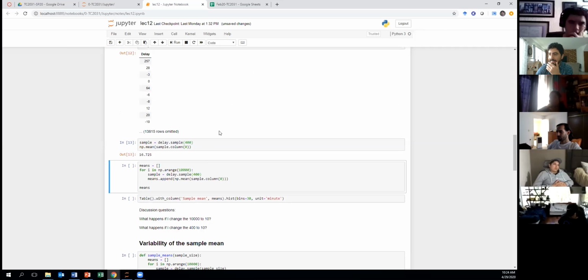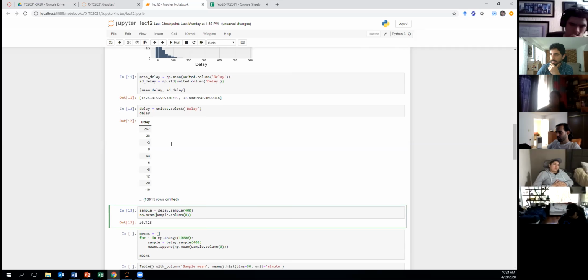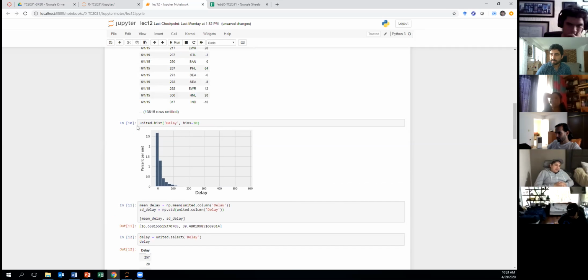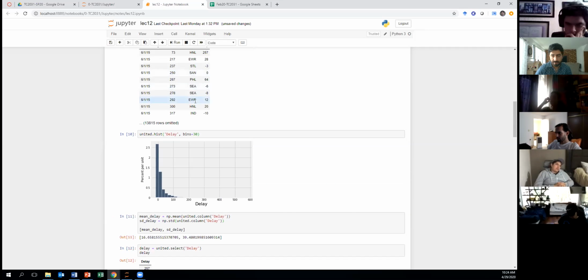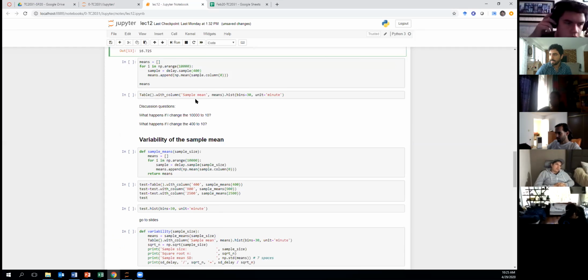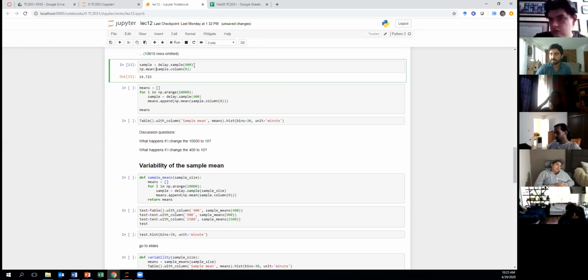Then if I take the sample of it and I calculate the mean, you can see this is not exactly the same, but quite close to the mean of my whole distribution, my whole table. So you can consider this as a population that we have, okay? And this is the sample that I'm taking from the population. The sample size is 400. So I take 400 samples and I'm calculating the mean.